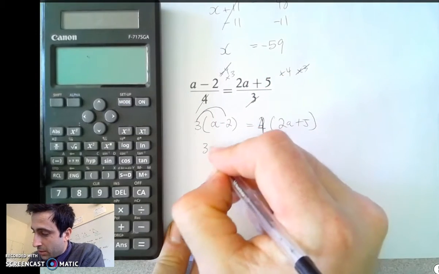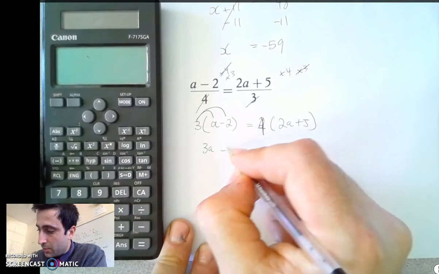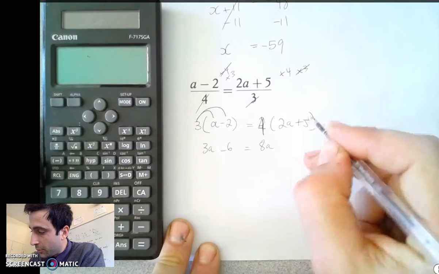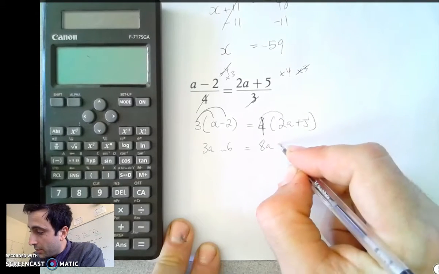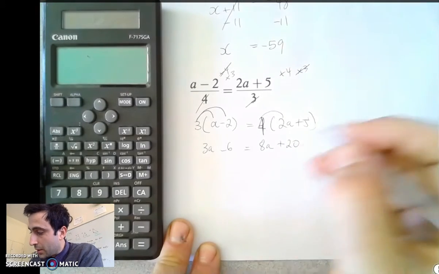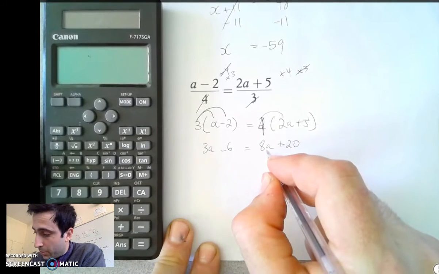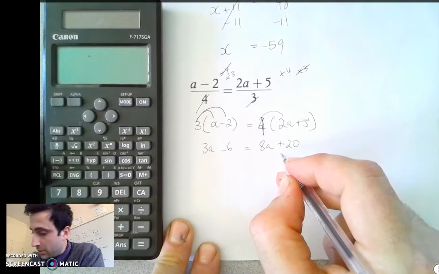3 times a is 3a. 3 times minus 2 is minus 6. 4 times 2a is 8a. 4 times 5 is 20. Now this is pronumerals on both sides, so let's move the pronumerals. We'll move it to this side to keep things positive.